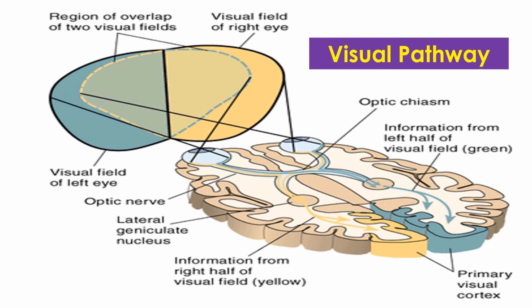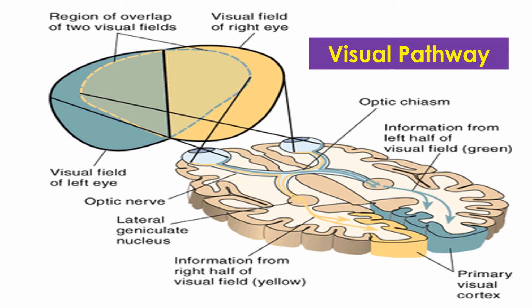This illustration shows the visual pathway. Light goes into the eye, stimulates cells in the retina, an electrical signal is created which travels through the optic nerve. Two optic nerves, one on the left, one on the right, come together at the optic chiasm, and then half the information from each optic nerve goes to the left and half to the right.